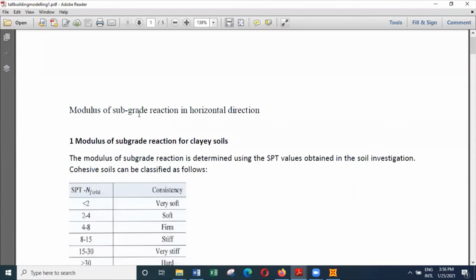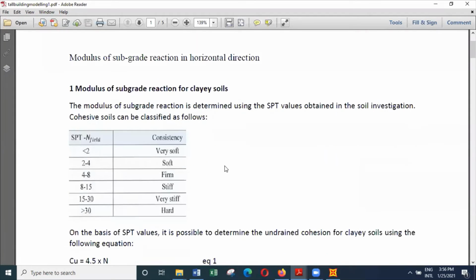So we can say modulus of subgrade reaction in horizontal direction. And first thing is, you have to identify the type of soil. If the SPT value in the field is less than 2, it's a very soft soil, something like peaty soils and so on. And if the SPT value is 2 to 4, it's a very soft soil.